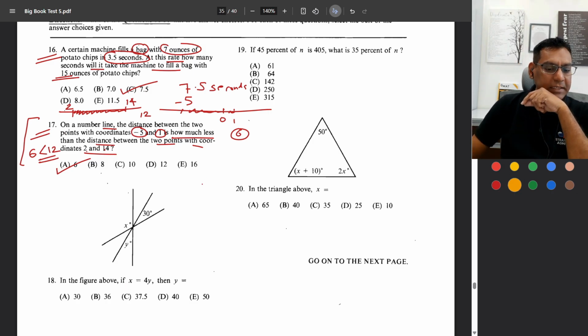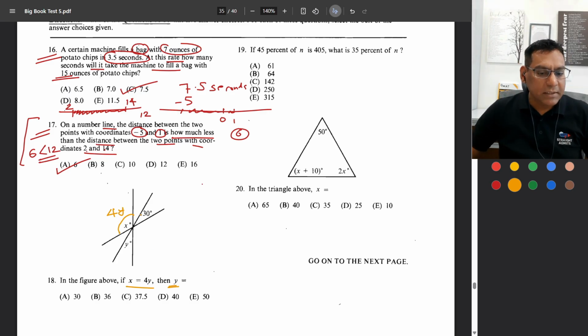In the figure, x is equal to 4y. So this is x equal to 4y. Okay, so let me write everything in y. Then y is equal to what? I see that this angle is 30, and opposite to that is going to be this angle. Correct? And then if I look at this line, what angles do I have? I have this 4y as an angle.